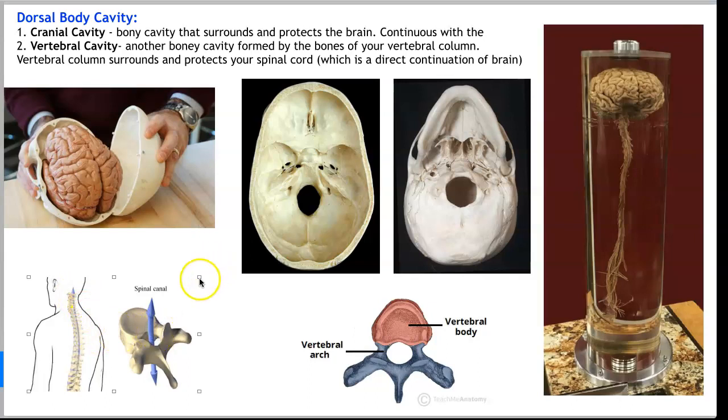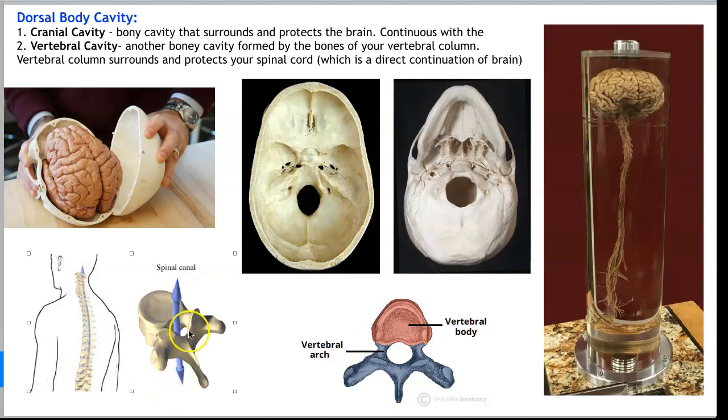This picture's pretty small, let's see. And there's going to be a space in this bony vertebral cavity where the spinal cord is going down. Here's showing you this hole right here. This is where the spinal cord is going down. So it is protected by this bony ring all around it. Same thing, the spinal cord is soft and mushy, just like the brain. So they need this hard, bony protection. So that is the dorsal body cavity. Easy wheezy.